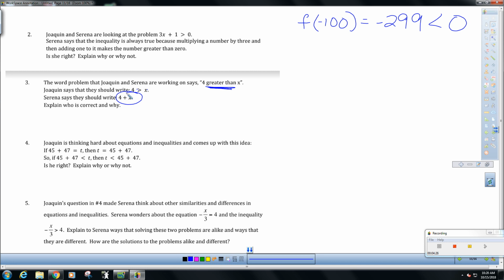All right, Joaquin is thinking hard about the equations and inequalities. So if 45 plus 47 equals t, then t equals 45 plus 47. So what he's saying is that we can rewrite the order of this. So if 45 plus 47 is less than t, then t is less than 45 plus 47. Well, let's just take out the 45 plus 47 and make it way more simple for us to understand. This is what math teachers do sometimes, is they just see if you can fight through the confusing part. One thing that confuses me is 45 plus 47. I'd rather just look at that as 92.